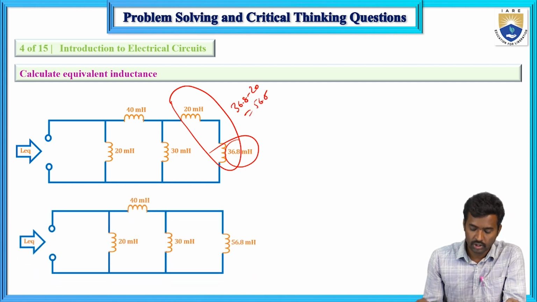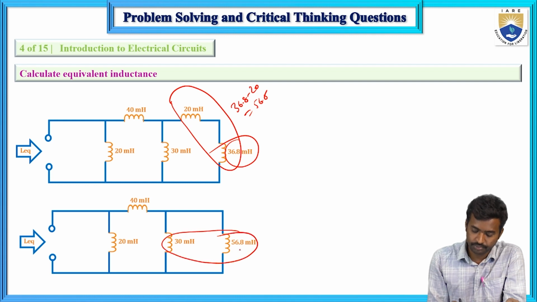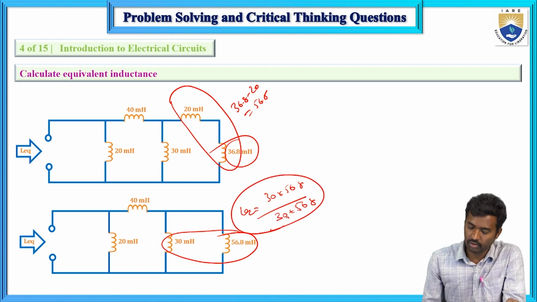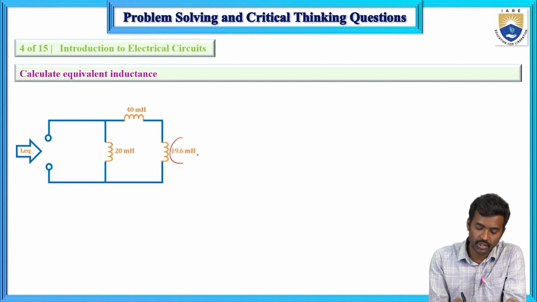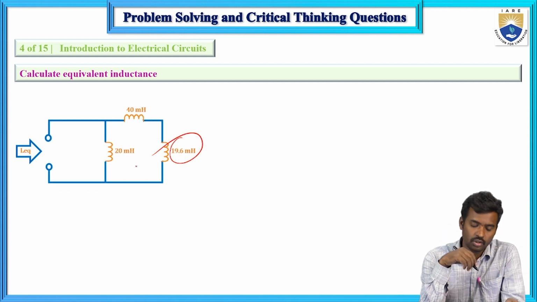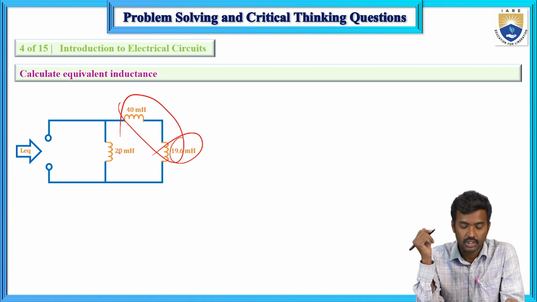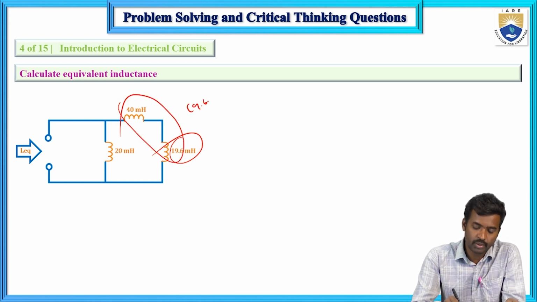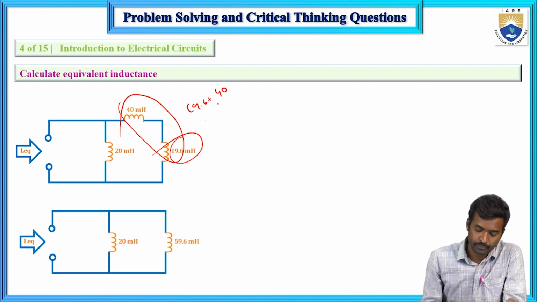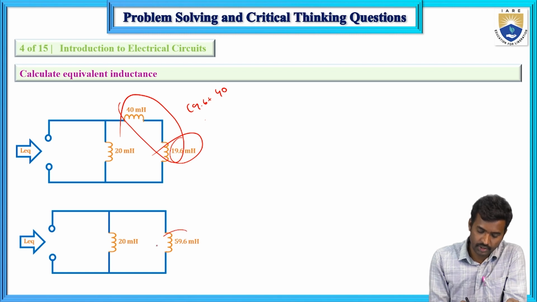Now this 56.8 and 30 are connected in parallel. In that case, L equivalent equals 30 into 56.8 divided by 30 plus 56.8. The value for this one is 19.6. Now these two are again connected in series combination: 19.6 plus 40 equals 59.6. This one and these two are connected in parallel.